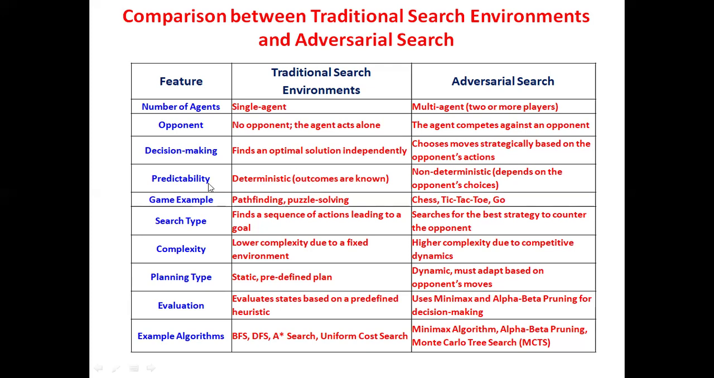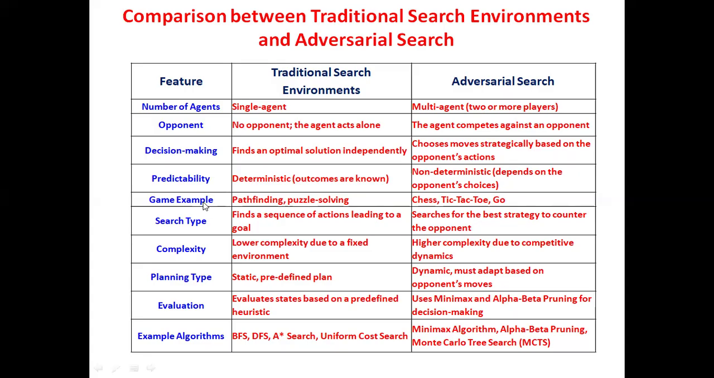Next, predictability. Traditional search is deterministic, meaning every action leads to a predictable outcome. We are able to predict it. The search space is well defined in this traditional approach, and there are no unexpected changes. In adversarial search, non-determinism arises because the opponent's choices introduce uncertainty. The agent cannot control the opponent's moves, making outcomes less predictable.